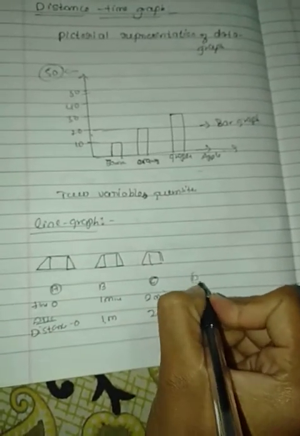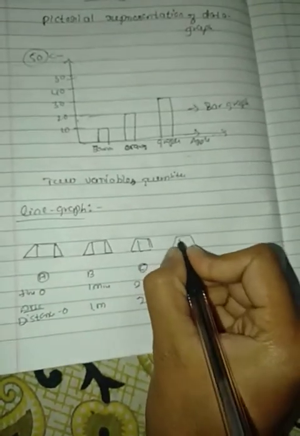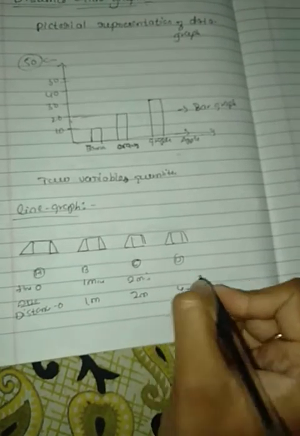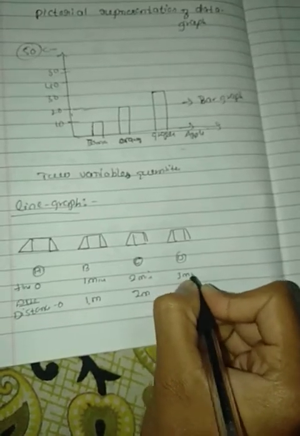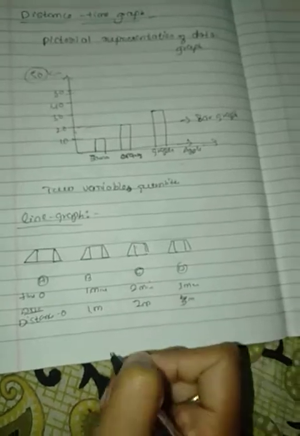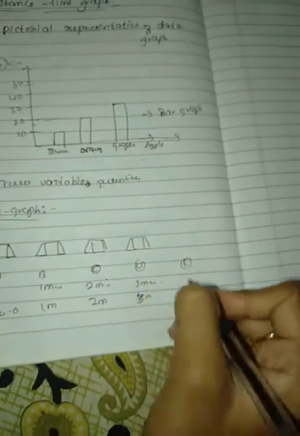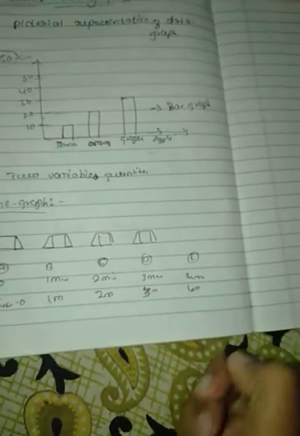Now the car is at position D. So now the car covers, for example, 3 meters in 3 minutes. For example, now the car is at position E. Now the car covers 4 meters in 4 minutes. Okay.